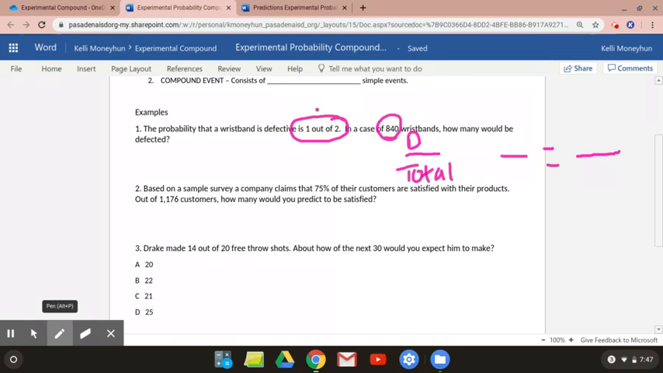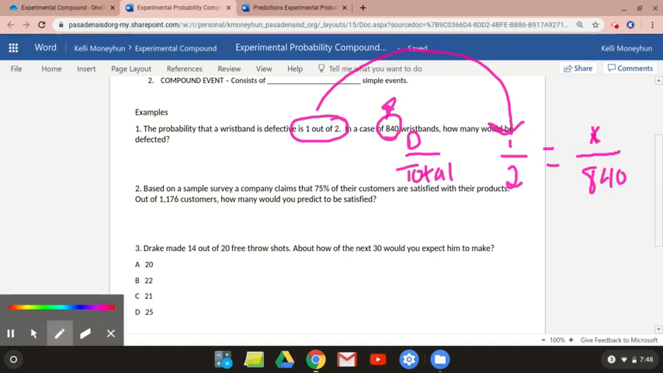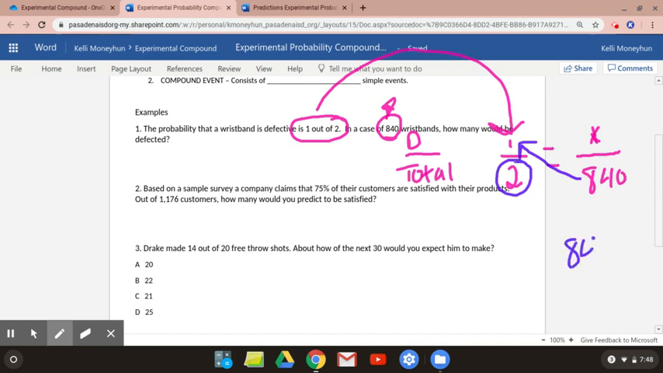So first I'm going to take my probability given and plug it in. Then I need to put an X and this 840 somewhere. 840 is the total number of wristbands in the case, so totals go on the bottom, which means my X is going to go on top. Okay, this is a pretty easy proportion to solve. Remember that you always cross multiply and then divide by the number left over. So 840 times 1 is 840.